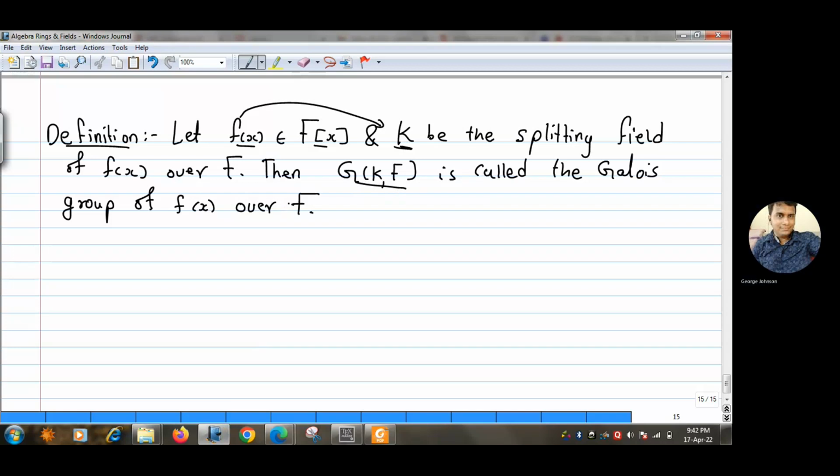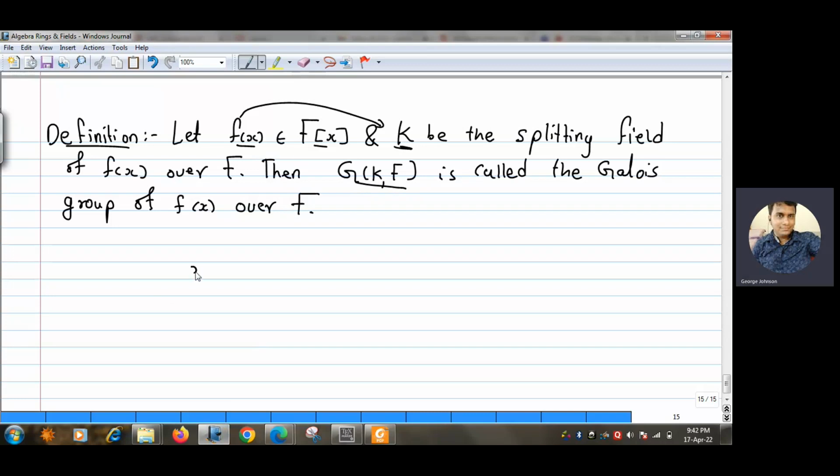So given a polynomial and given K as the splitting field of the polynomial, G(K/F) is known as the Galois group. Many times in examples, in MCQs or SQs, you may be given a polynomial and asked to find the Galois group of the polynomial. All you need to do is find the splitting field of the polynomial, and after finding the splitting field, you have to find G(K/F).